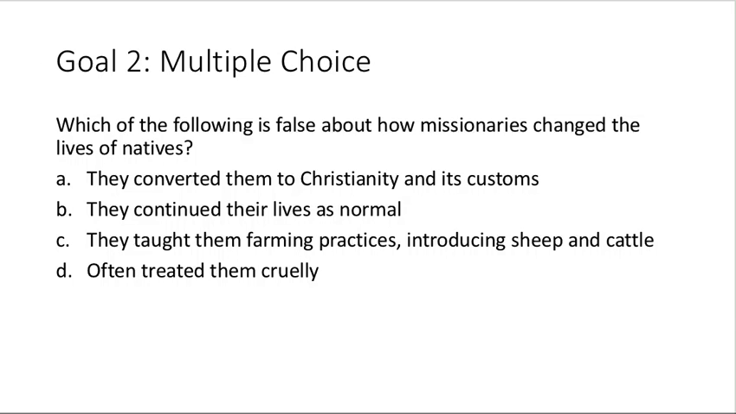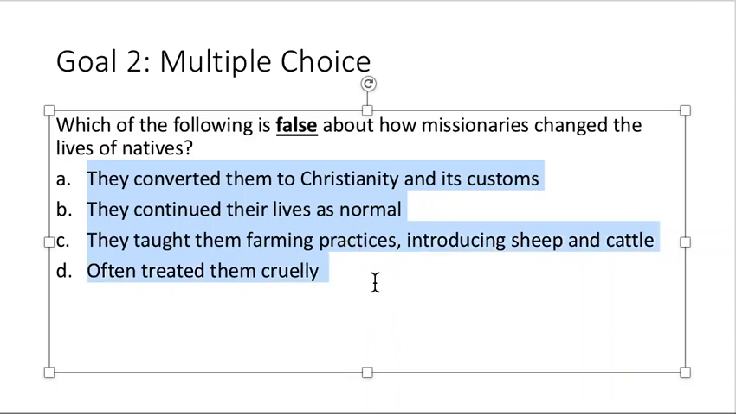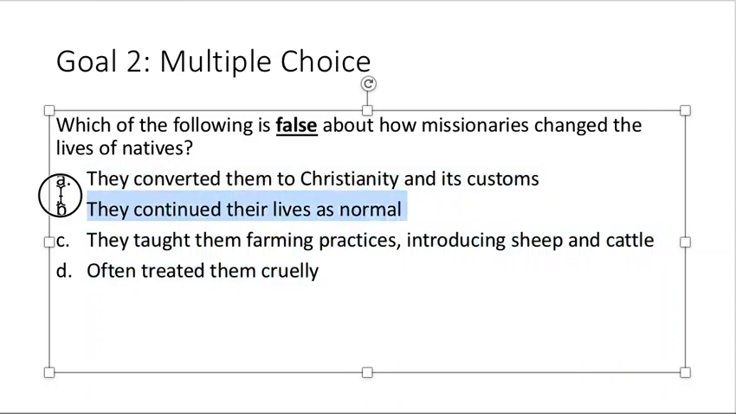Finally, we have multiple choice. And one of the things about this is that you want to make sure that you bold, underline, or capitalize the false, making sure that they are highly tuned to the fact that they're not looking for a true statement. It's very easy for people to make that mistake because they're usually looking for the true statement. And then we have a bunch of things going down here with B as the right answer.